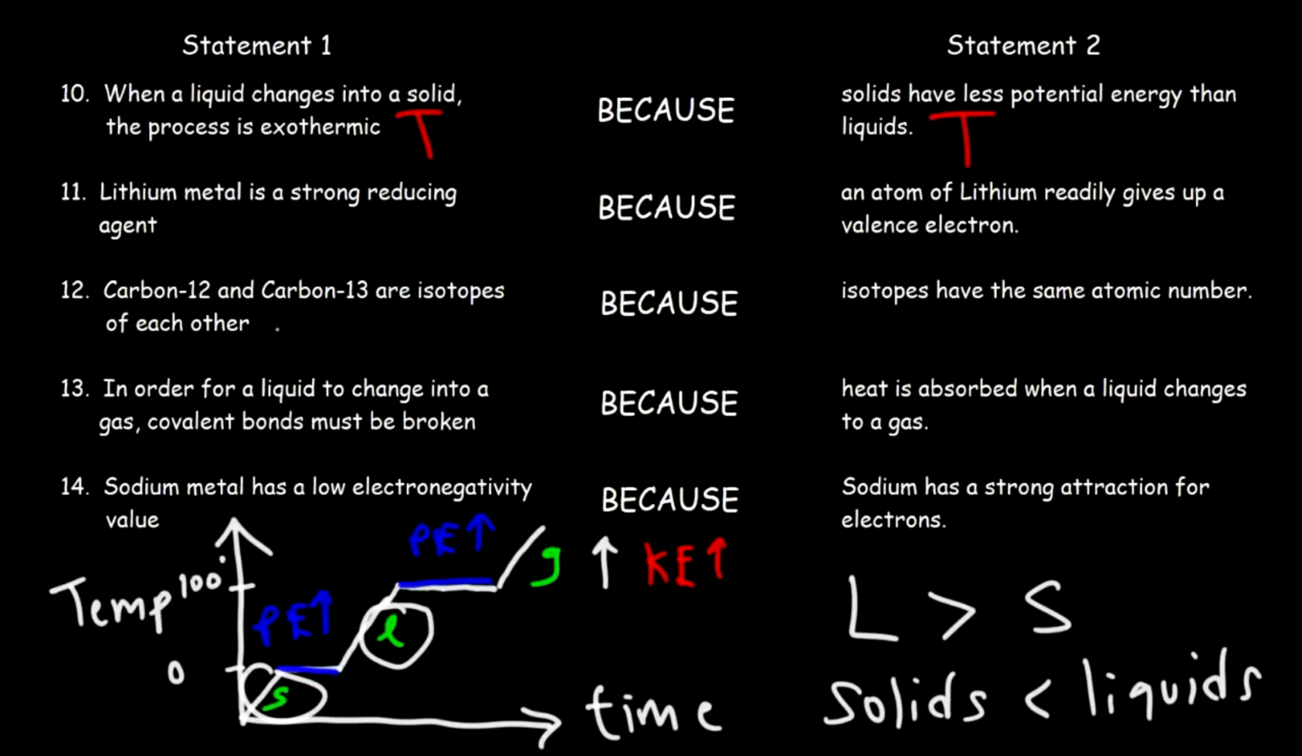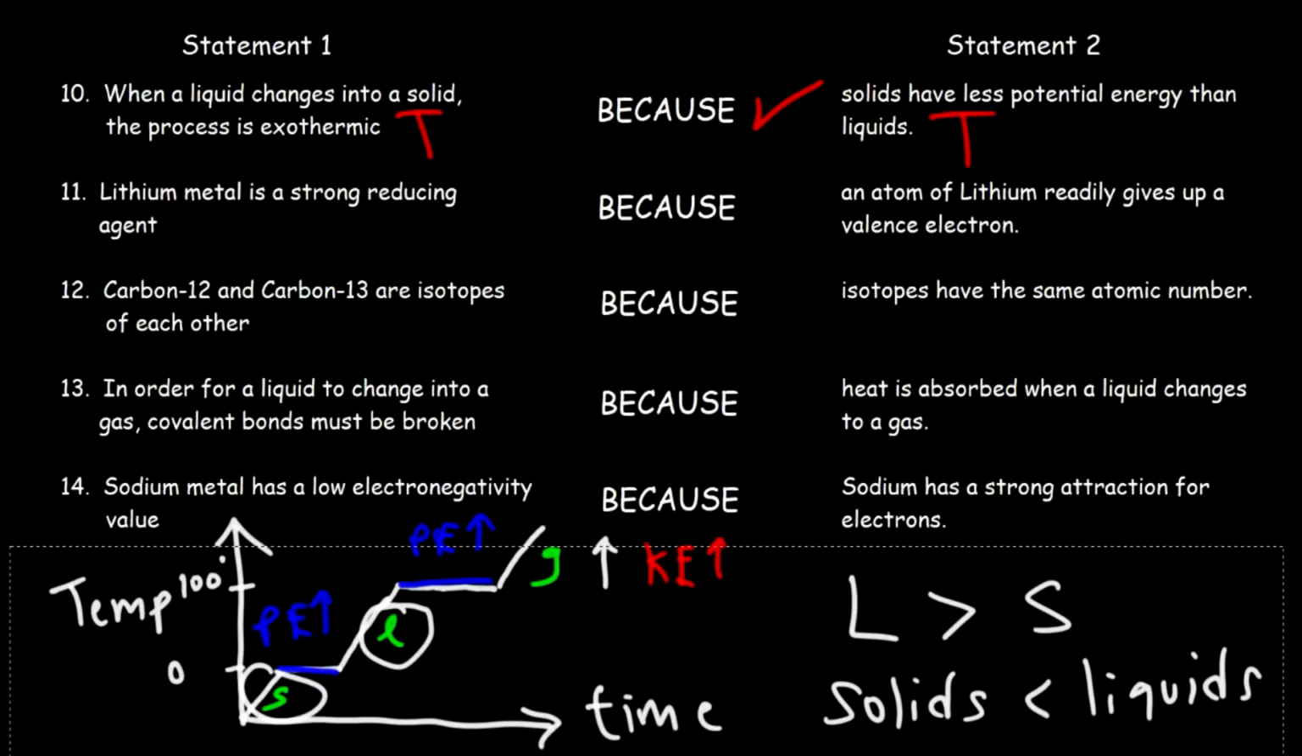But for statement 1, the reverse is true. We're going from a liquid to a solid. So the potential energy has to be decreasing. And because solids have less potential energy than liquids, energy will be released, and so the process is exothermic. So statement 2 supports statement 1. On a test, you need to select this option. But for future problems, I'm just going to put a check mark next to the word because, meaning that number 2 supports number 1, just to keep things simple.